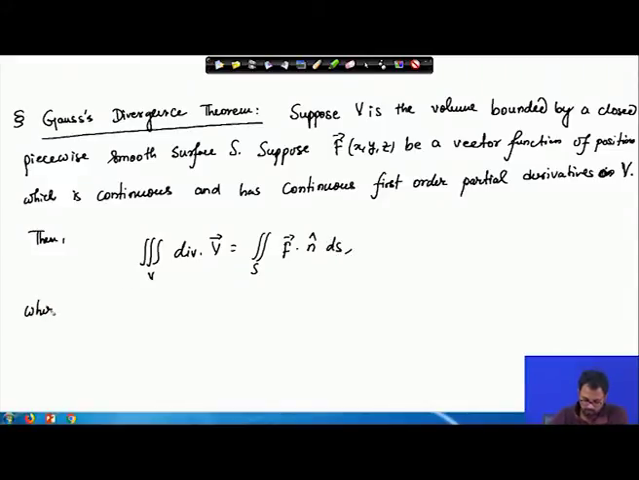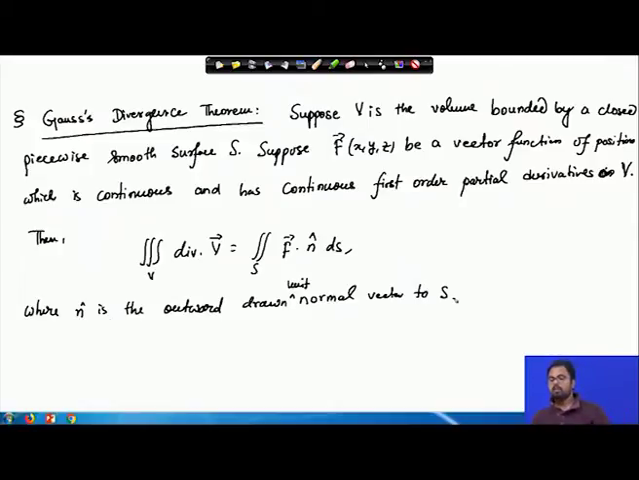where n is the outward drawn unit normal vector to S. So, that means, if you have a given volume V which is bounded by a piecewise smooth surface S, and if you have a vector function F(x, y, z) defined on V, which of course needs to have continuous first order partial derivatives so that you can write this, then the volume integral of divergence of F equals the surface integral of F dot n dS.